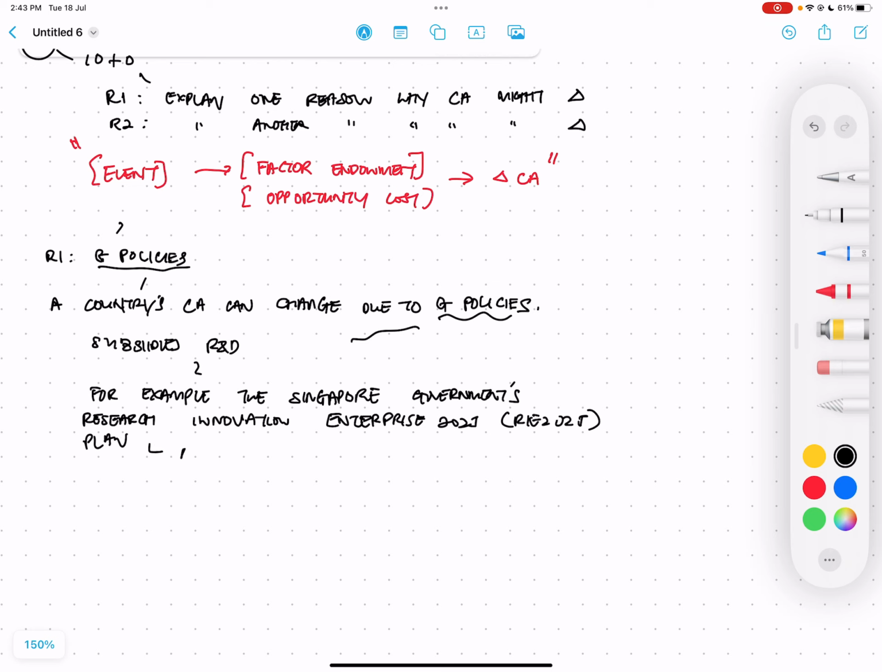So the plan aims to provide up to 25 billion in R&D subsidies till the year 2025. Because this is a CA question, maybe you can just give an example of some of the areas that we are investing in. You don't have to give too much detail, okay? But you should try and give examples that are sort of believable for Singapore's case.